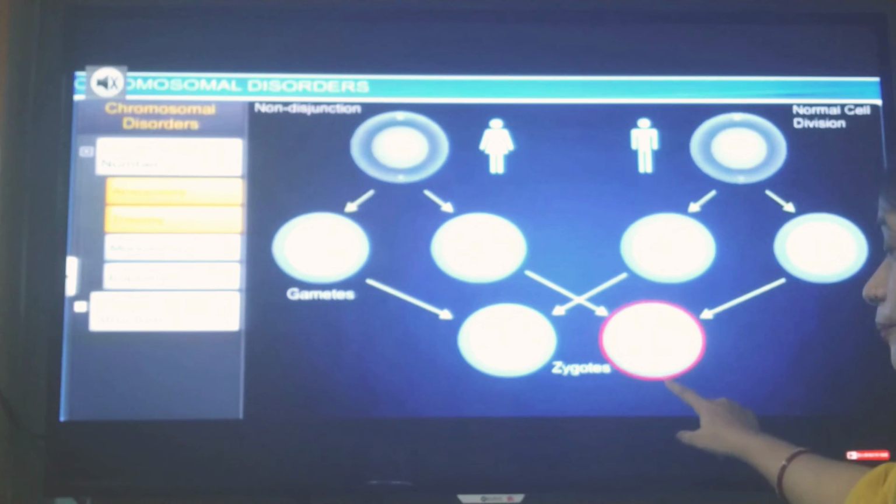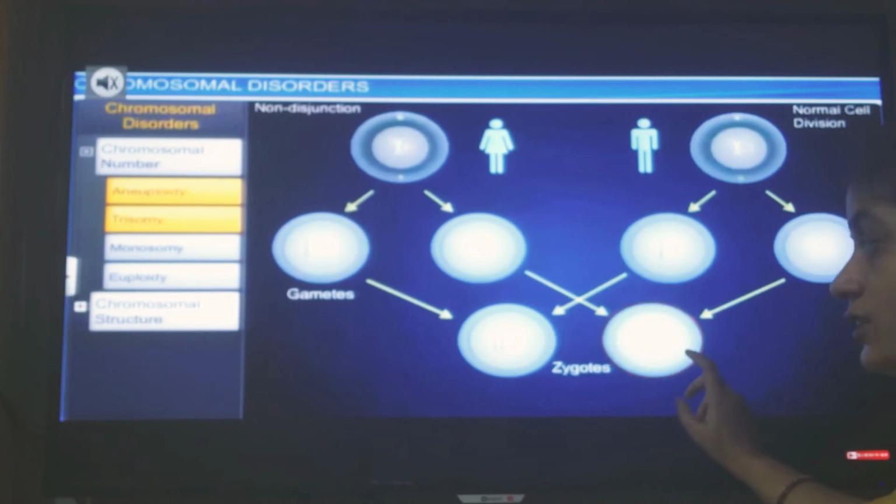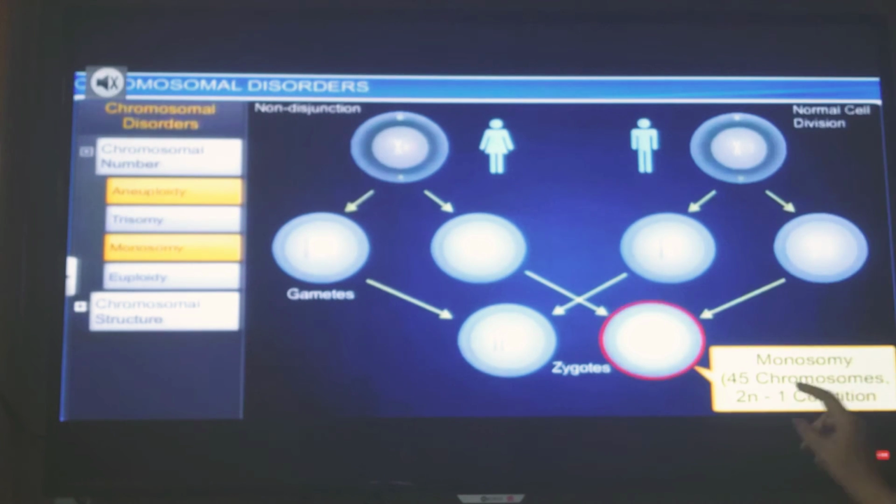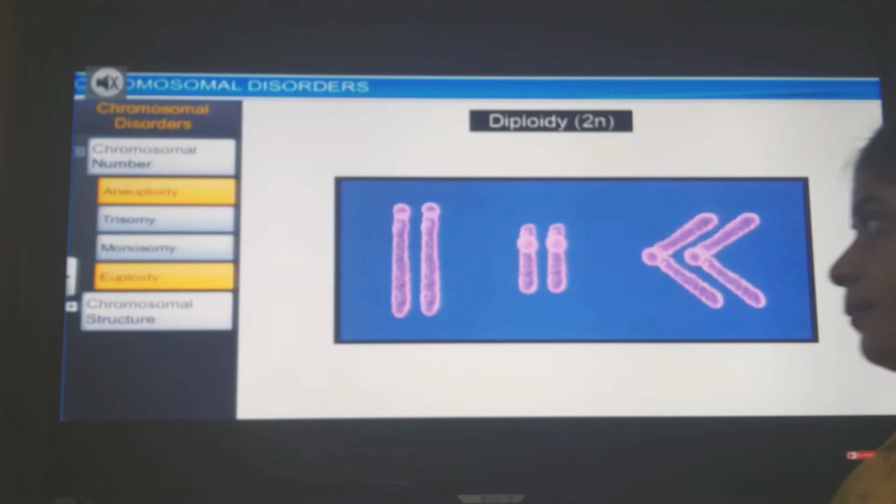Then what will happen in the case of monosomy? 2n minus 1. That means here reduction of one chromosome has occurred. 2n, that is, your diploid number of chromosomes, minus 1 chromosome. So that thing is there.